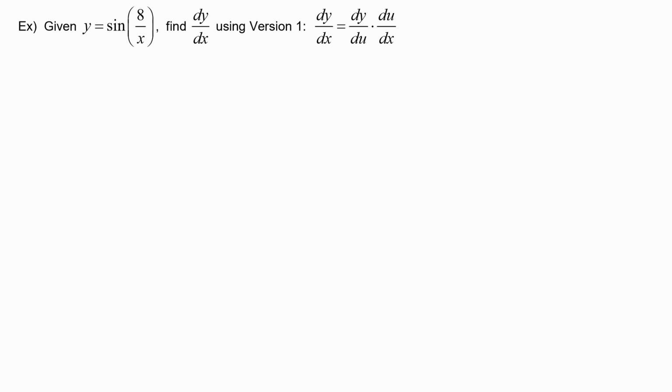Here we are given y equals the sine of 8 over x. Find dy dx using version 1, which is dy dx equals dy du times du dx. So first, we want to define our variables. Remember that y is a function of u, so we can let y be sine of u if we let u be a function of x, which is the inside function, 8 over x.